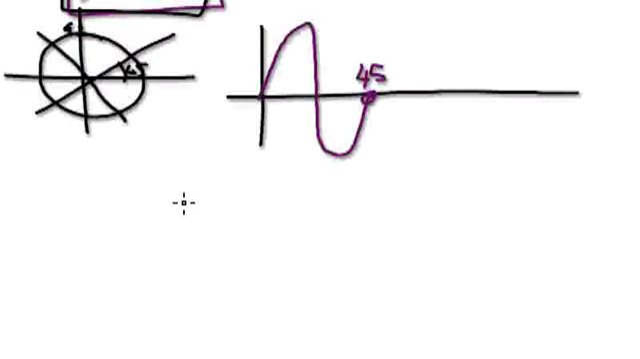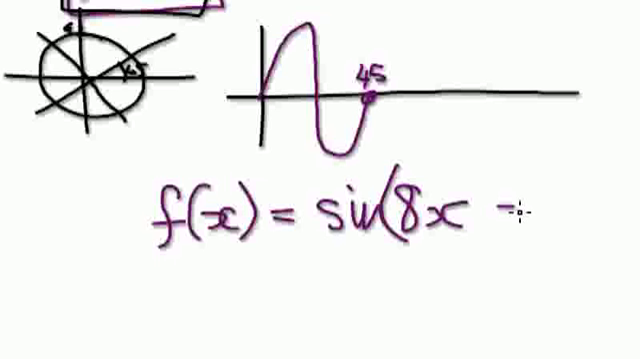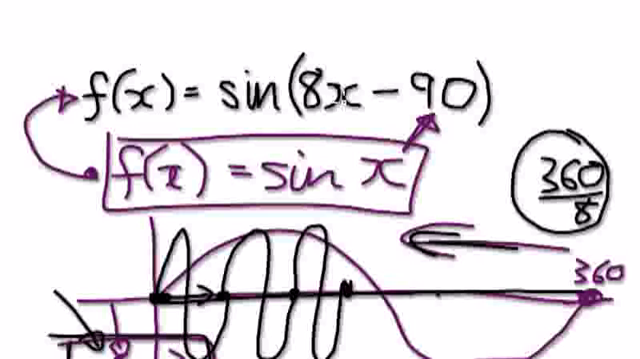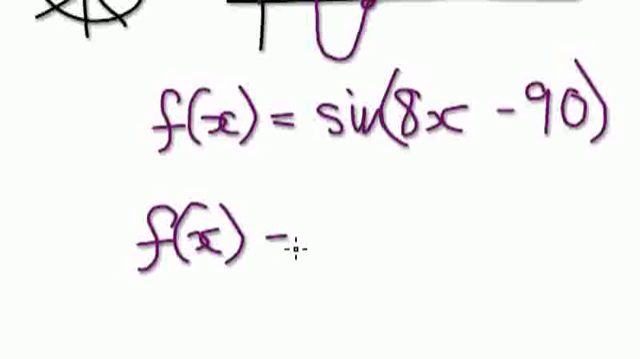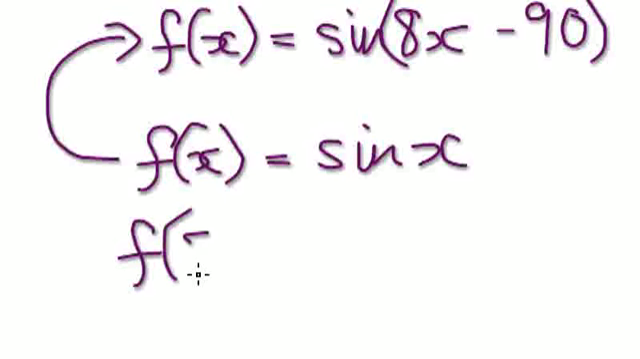So we started out with this function here, f of x equals sine of x. Our aim is to get to this: sine of 8x and then minus 90. That was our aim, to get to that. From the start, we said, okay, we've got a function sine of x here. Let's slowly transform it into this. So our first step was to do this.